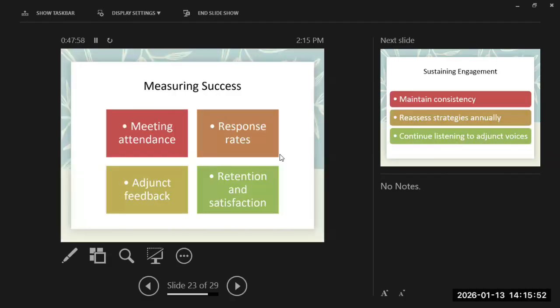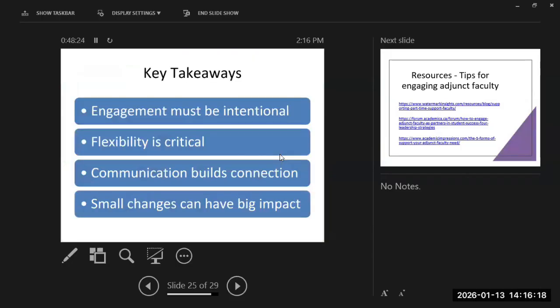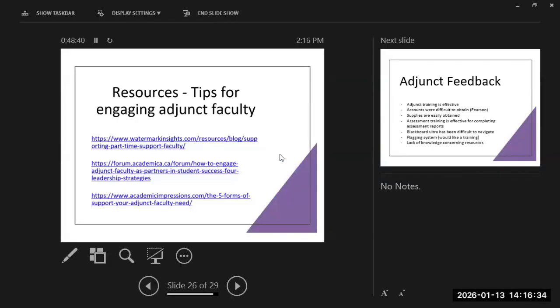And then measuring for success, of course, look at response rates, retention, satisfaction, and the biggest one, adjunct feedback. And then sustaining engagement: create consistency, and then maintain it. Reassess strategies annually and continue listening to adjunct voices. Getting their feedback is something that just keeps popping up throughout. And then these are just some takeaways. Your engagement should be very intentional with your adjuncts. Flexibility is key. Communication builds connection. And the small changes have the biggest impact. So these are just some resources for tips for engaging with adjunct faculty.